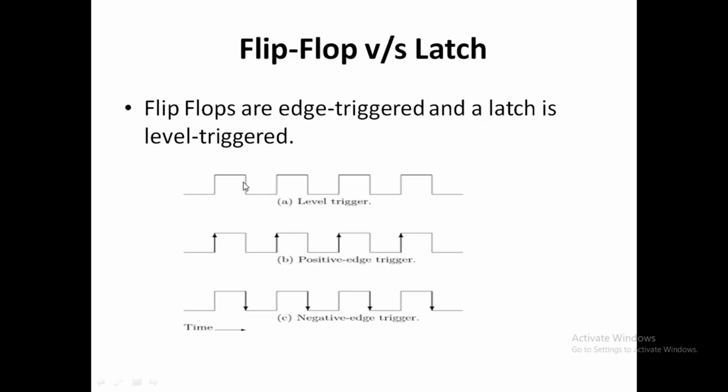What is level triggered and edge triggered? In latches, the output will change only when the clock is at its level. So this is the level triggered, this is the positive level triggered clock, and this is the negative level triggered. Okay, what is edge triggered?